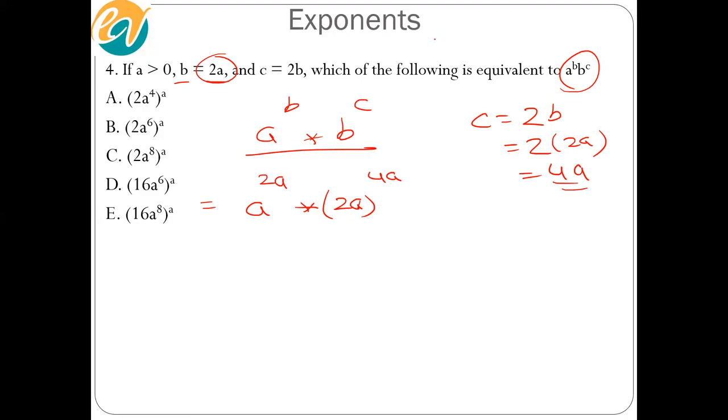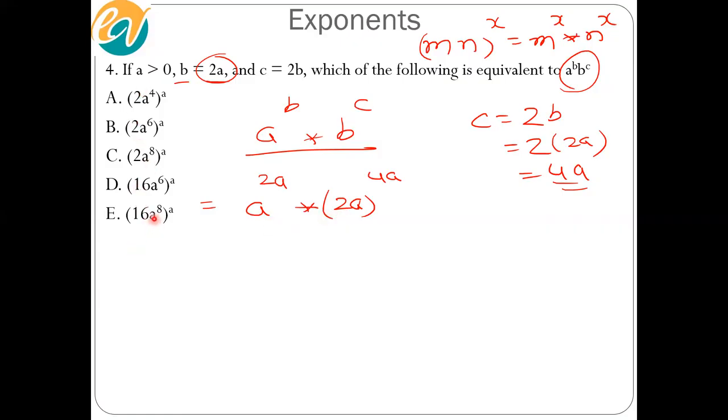Remember, we discussed it earlier. For example, MN raised to the power of X is equivalent to M raised to the power of X into N raised to the power of X. We can distribute the exponents, correct? 2A, by the way, is 2 into A. So now what do you do with this?